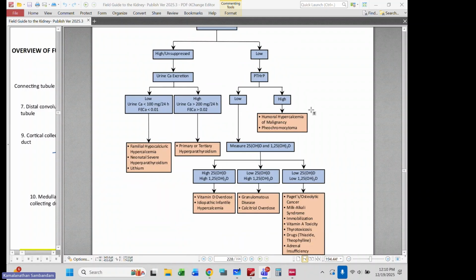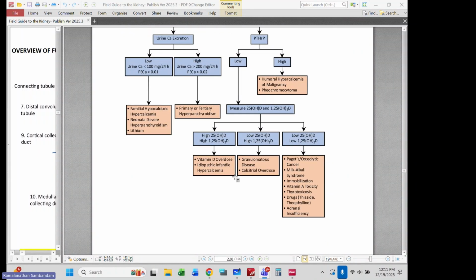On this other side, we're going to be looking at conditions that are autonomous from PTH regulation. These are scenarios in which you might have an analog of PTH, that is PTHrP, driving the hypercalcemia, and then disorders of vitamin D metabolism or high bone turnover. Those are some of the things that are going to follow.